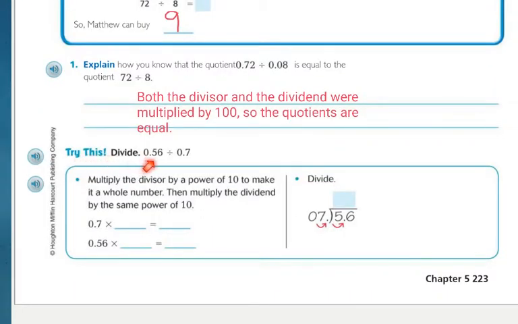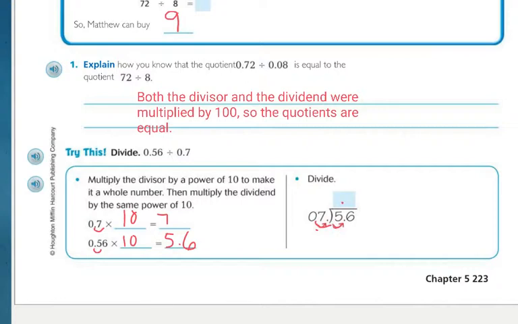Okay, let's try this. We're going to divide 56 hundredths by 7 tenths. So first we're going to multiply the divisor by the power of 10 to make it a whole number. Then we're going to multiply the dividend by the same power of 10. So 7 tenths times 10 equals 7. And 56 hundredths times 10 is 5 and 6 tenths, because we're just moving the decimal over one space, right? Move that one over one space and that one over one space.